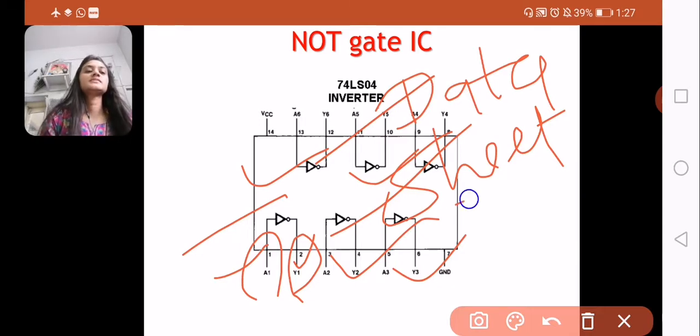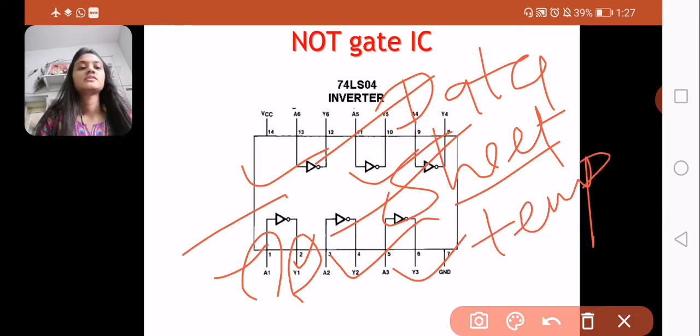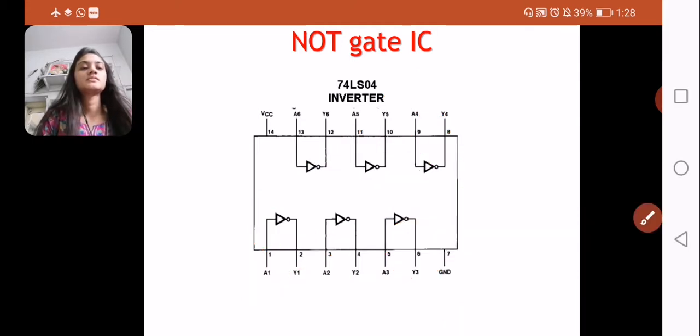One more thing available in the data sheet is temperature: up to which temperature your IC will work. The next thing is voltage. The maximum voltage you can apply is also mentioned in the data sheet. So the data sheet is most important when you are using any IC. Find it on Google.